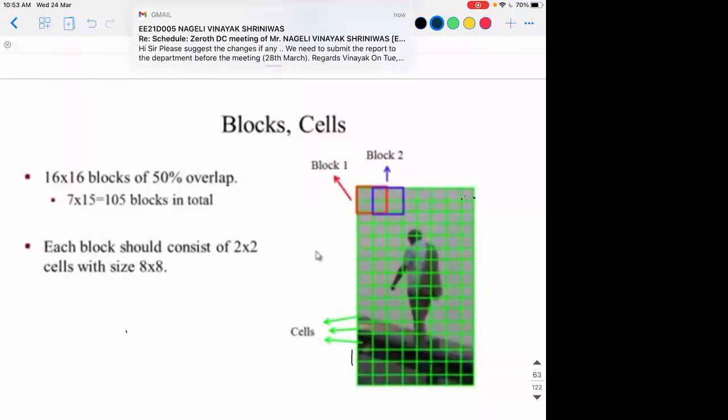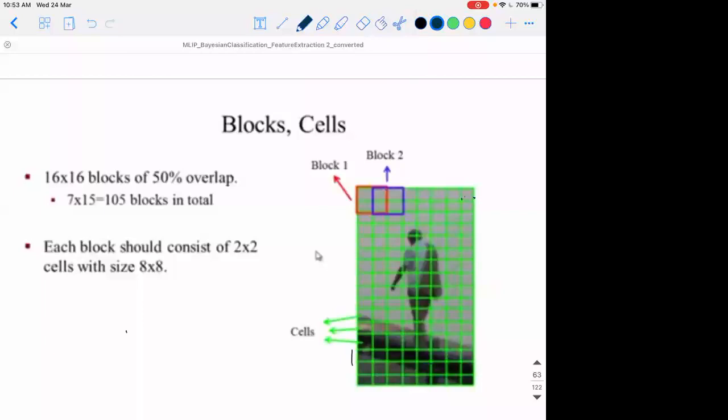Now how many cells? For each block, 4 cells are there. How many blocks are there with 50% overlap? You have 105 blocks. So 105 blocks, each having 4 cells, each cell having a 9 cross 1 feature vector, all together comes to this 3780. Is this fine?